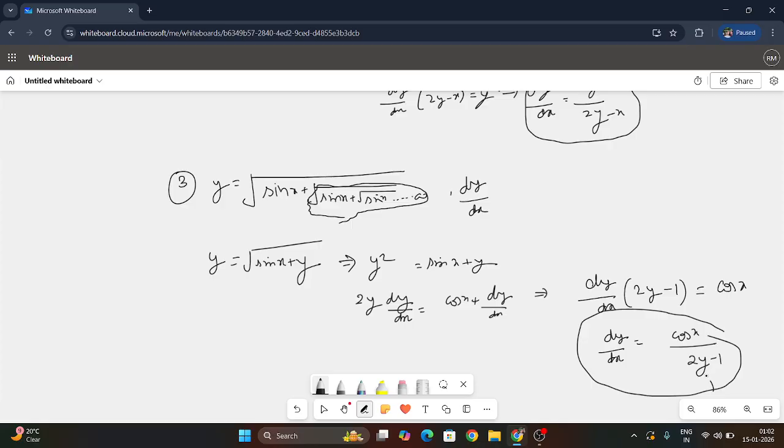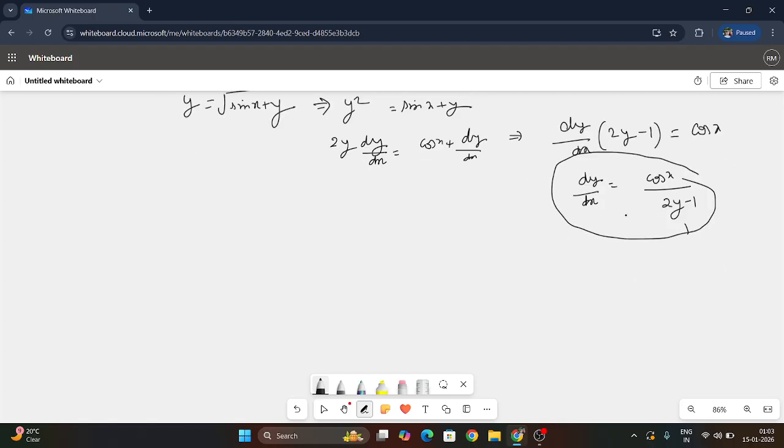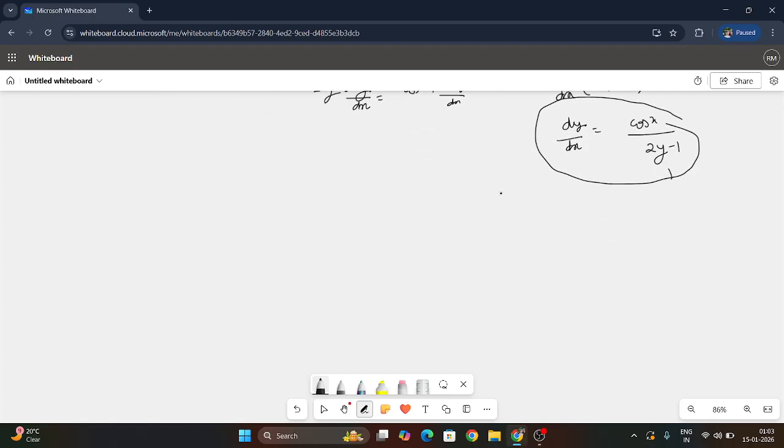Now, these were the questions where we discussed the differentiation of the implicit function. I also told you the shortcut formula, you can apply that formula. And now we are going to discuss the other thing, and that is the differentiation of a function in parametric form.